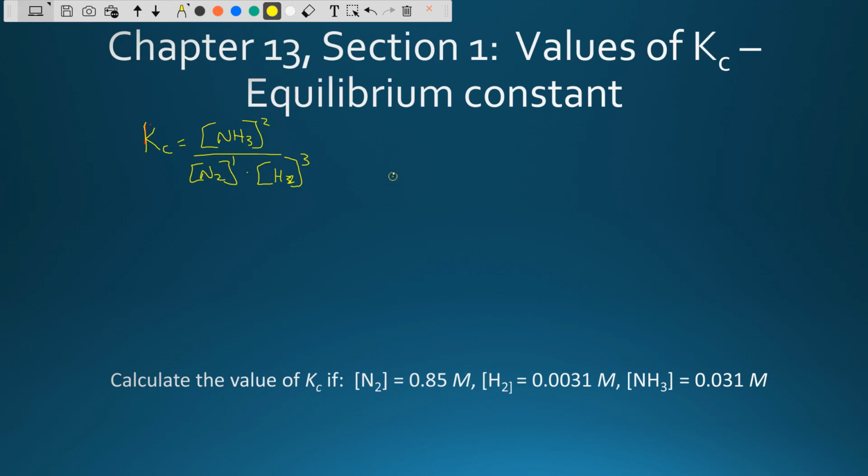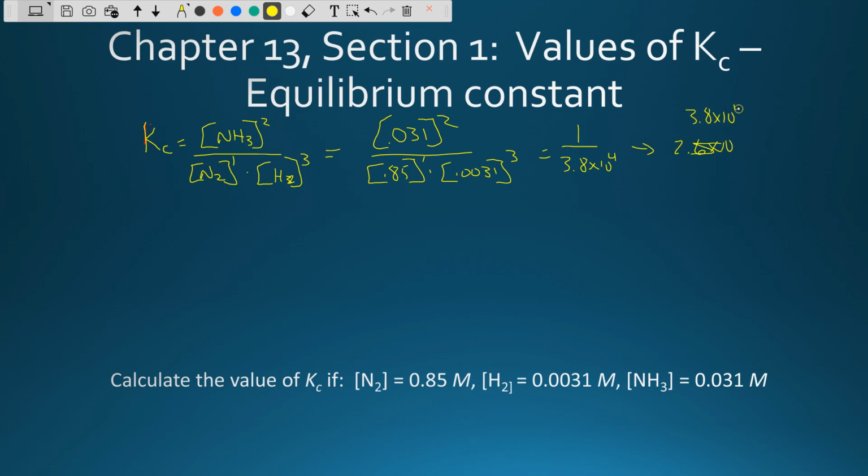This isn't too bad. We just take a look and we go 0.031, and that's going to be squared, over my 0.85. This one's a little bit more concentrated. That's to the first power. And then I have 0.0031, and that's to the third power. So if I look at this, I end up with 1 over 3.8 times 10 to the fourth. Oh, I'm sorry. My Kc value ends up being 3.8 times 10 to the fourth power.